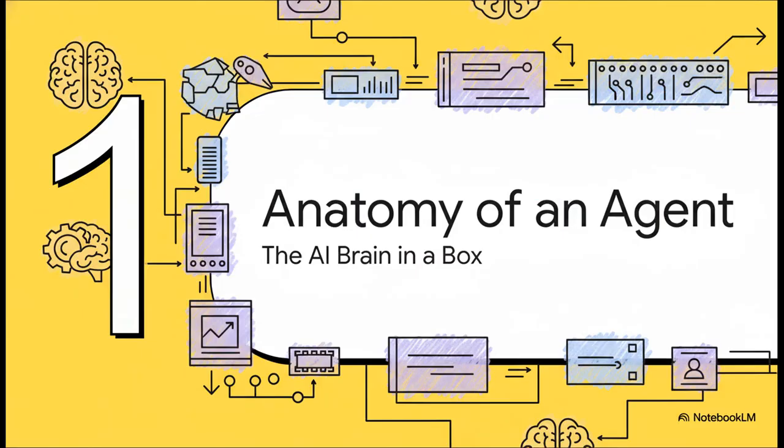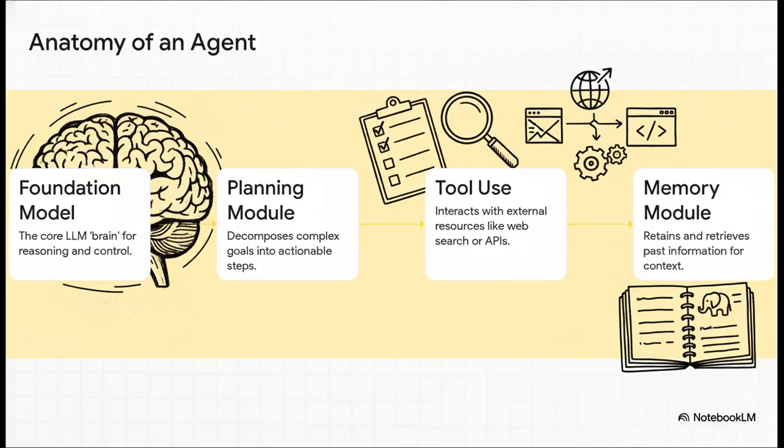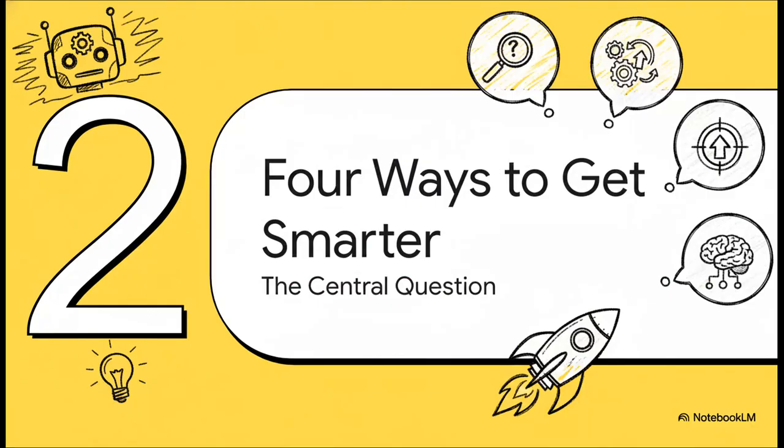All right, so before we can start training our new intern, we first need to understand what they're actually made of. Let's pop the hood and take a look at the basic anatomy of an AI agent. Okay, so at the heart of it all is the foundation model. That's its brain, right? The core LLM that does all the thinking. Then you've got a planning module. Think of this as the intern's to-do list, breaking a huge goal down into smaller, bite-sized steps. And this next part is absolutely crucial. It has a toolbox. This is its ability to use external things like a web search, a calculator, or really any kind of API. And finally, it's got a memory module. Basically, its notebook, so it can remember what it's done and what it's learned to give it context for what to do next.